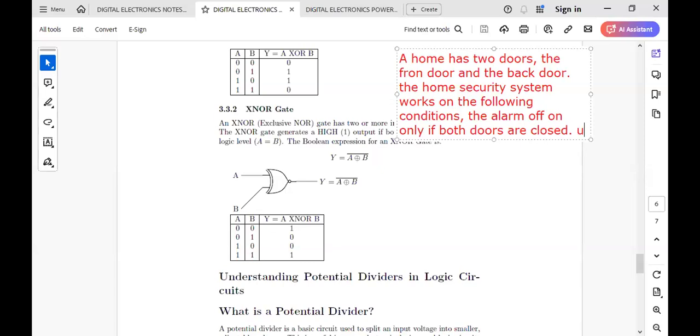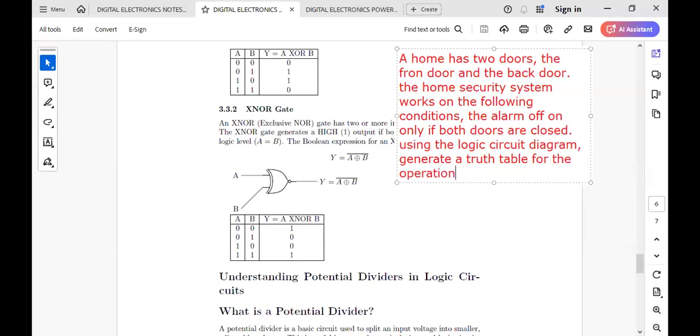And we are saying that using the logic circuit diagram, generate a truth table for the operation of this alarm system.